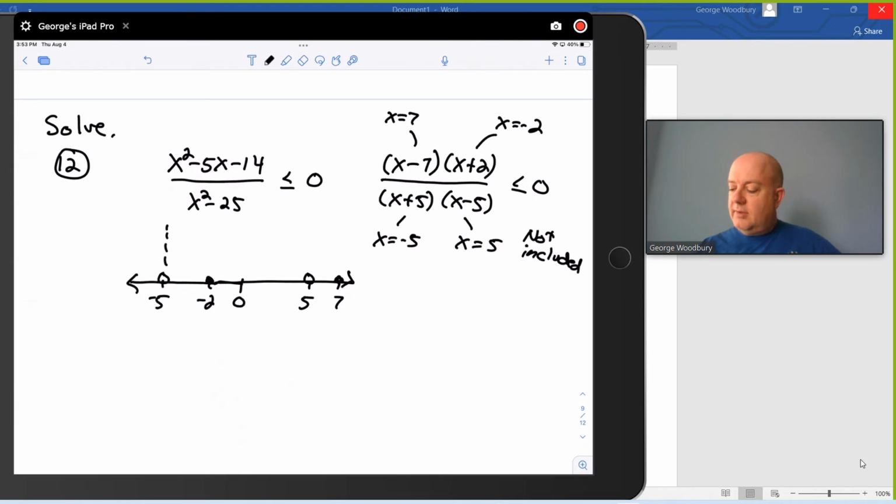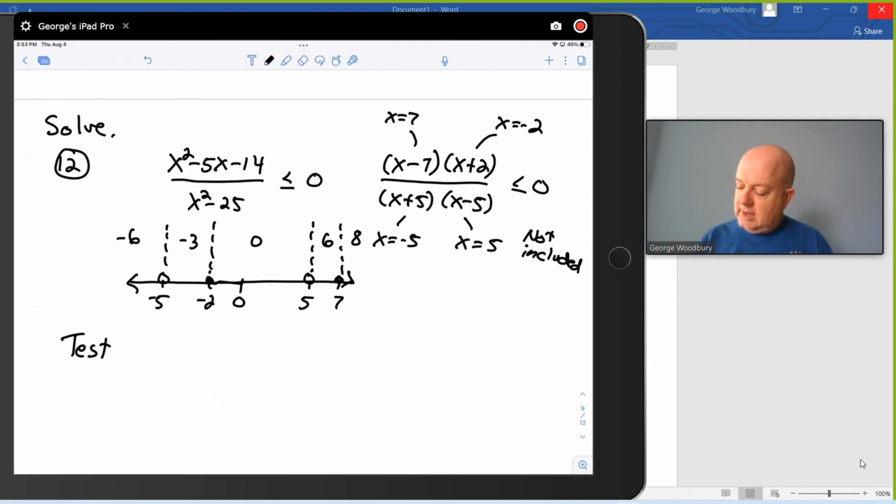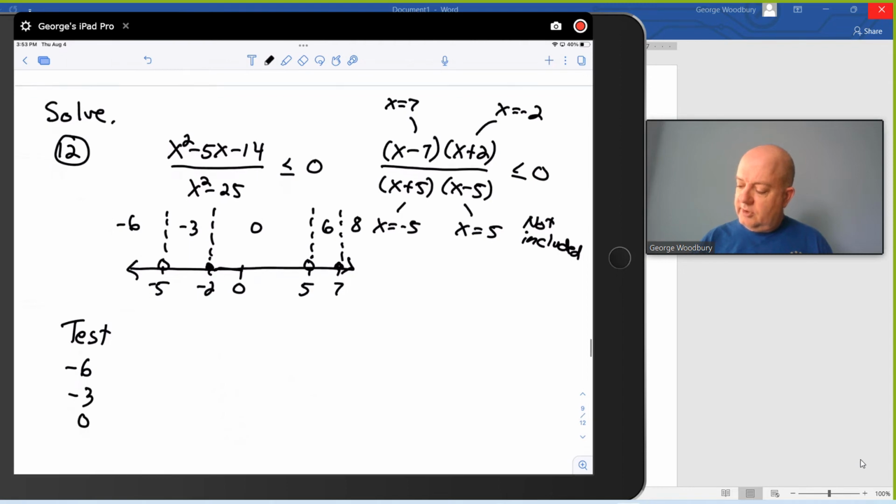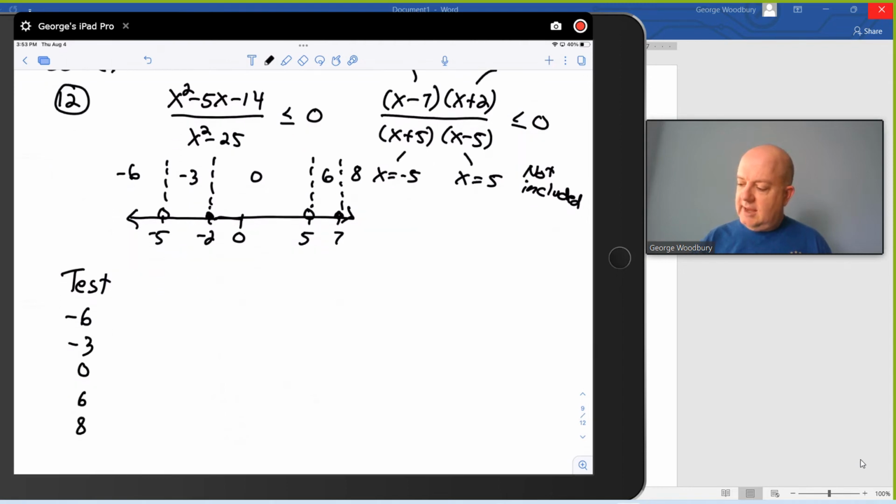Right. These 4 critical values break the number line into 5 intervals. To the left of negative 5, we can use negative 6. Between negative 5 and negative 2, we can use negative 3 or negative 4 or negative 3.5, whatever you want to use. Between negative 2 and 5, I'm going to use 0. Between 5 and 7, I'll use 6. And to the right of 7, I'm going to use 8. So those are my test points. Negative 6, negative 3, 0, 6, and 8.